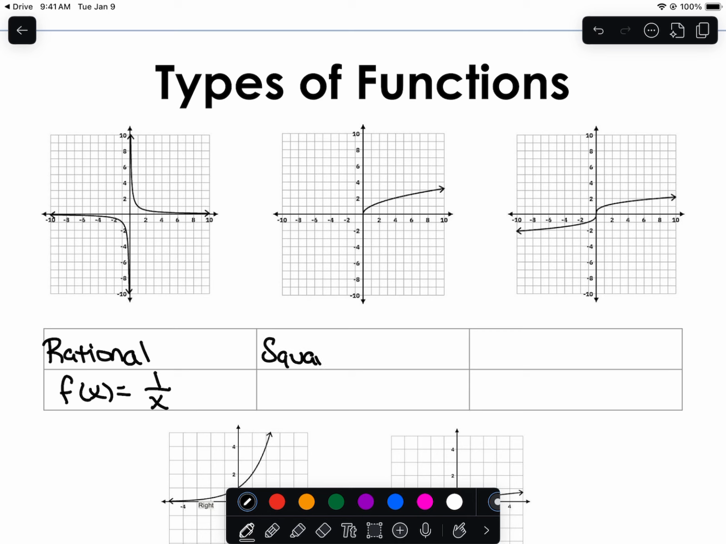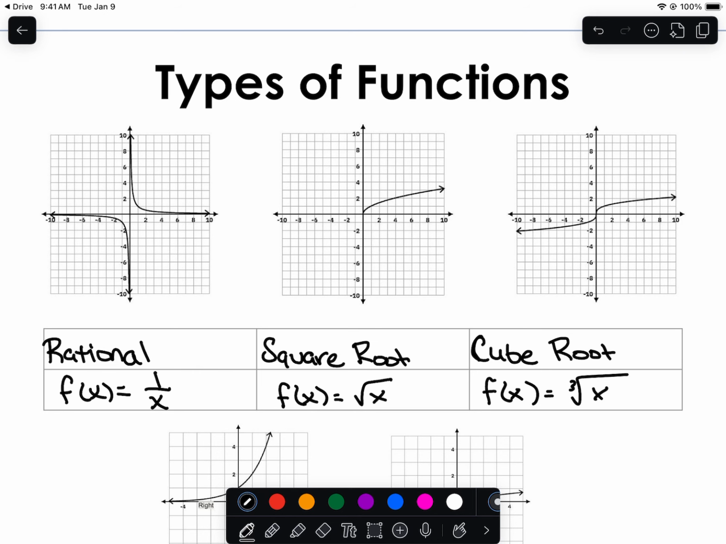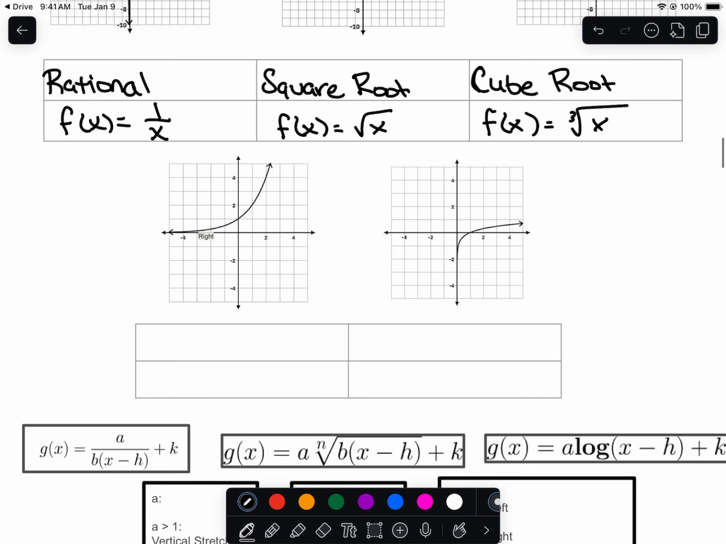Next we have square root, which is f of x equals the square root of x. And then we'll have the cube root, which looks the same, but it's got that cute little 3 on the edge here. Then we'll have the exponential function and the logarithmic. Log's what we've been focusing on.